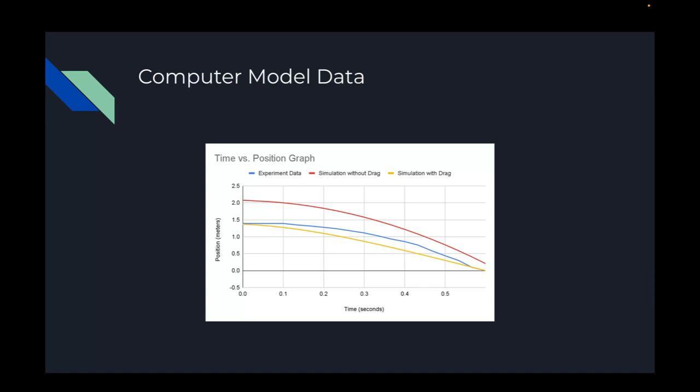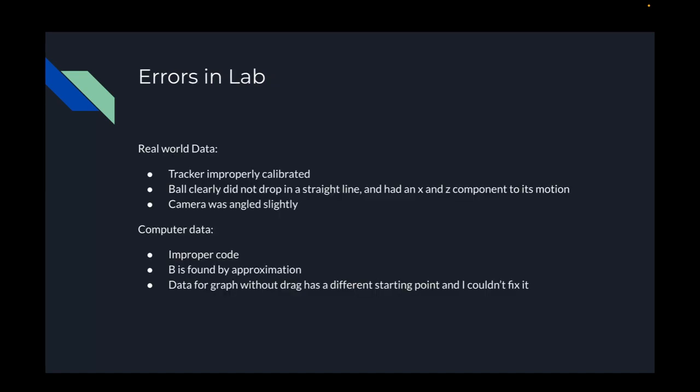There are some definite errors that happened here. The ruler I was using to calibrate Tracker was at a slight angle. The camera itself was at a slight angle. And if you watch the video, the ball did not drop straight down. It had an X and Z component to its motion. In the computer data, as you could see in the graph, the gravity simulation definitely did not even start at the right point. b is found by approximation, so that's also not going to be exact. And the data for the graph without drag has a different starting point.